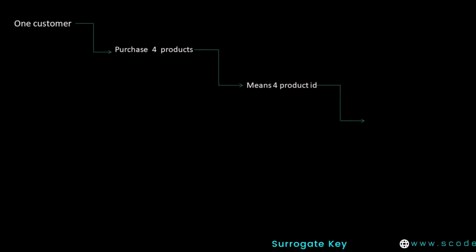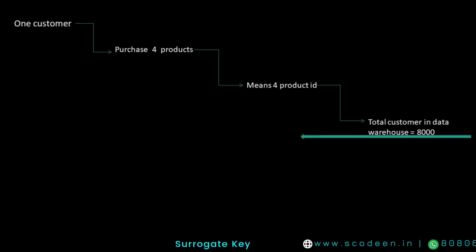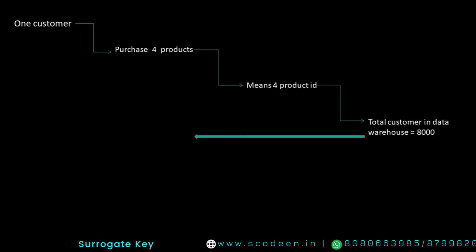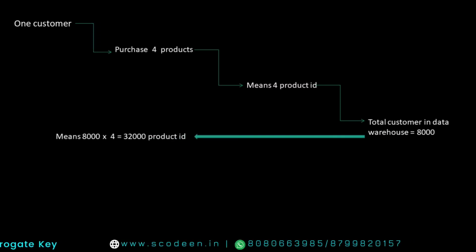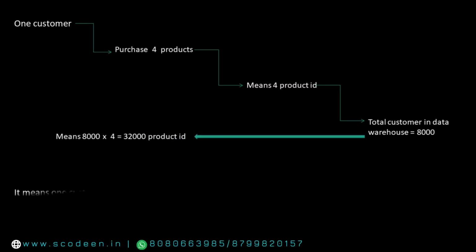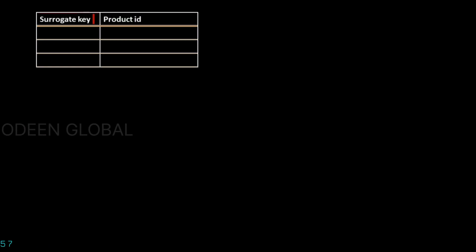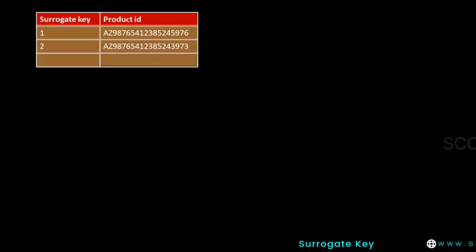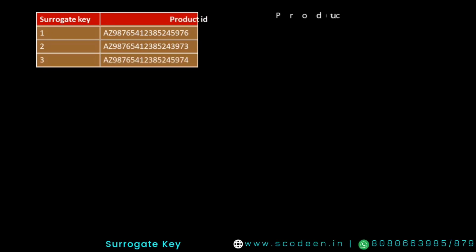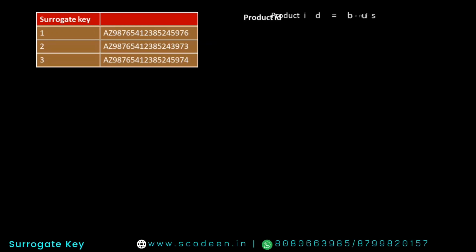So total number of customers present in the warehouse, assume it is 8,000. So total number of product IDs will be 8,000 into 4, which is equal to 32,000 product IDs. Now we'll understand with the help of a practical approach. Here you observe product ID and the surrogate key. I mean, for each and every product ID, that is the business key, we place the surrogate key.